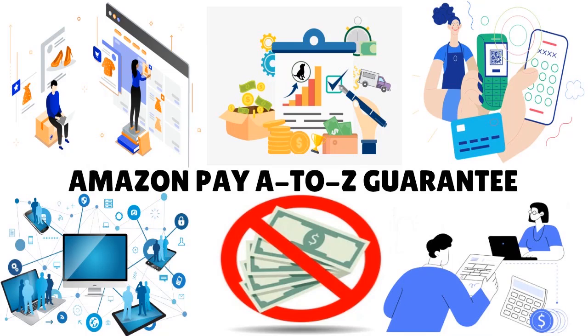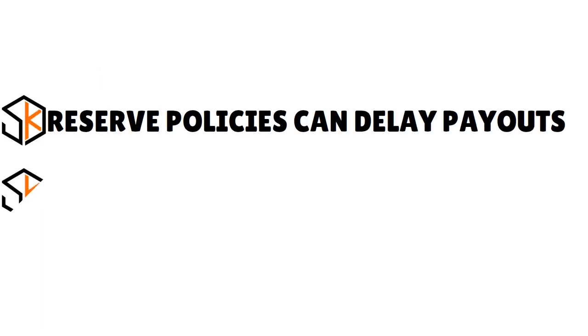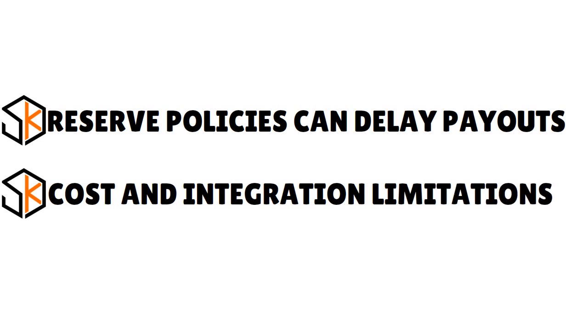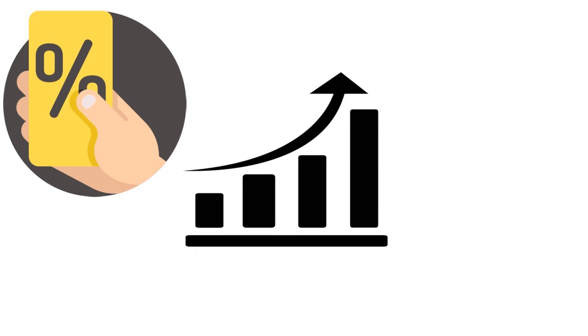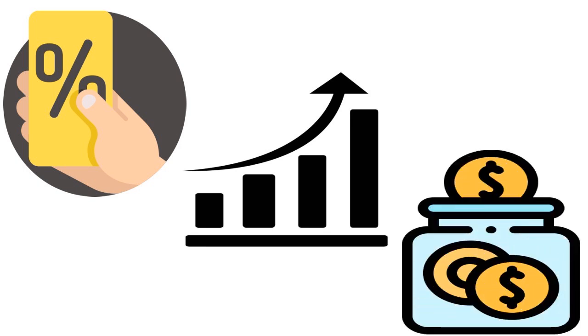So what about some of the drawbacks here? Well, I think I said this a little earlier, but reserve policies can delay payouts, and you also have cost and integration limitations. Amazon Pay doesn't offer volume discounts. So if you sell at high volumes with relatively low margins, you might be better off going with Stripe, because Stripe offers volume-based pricing. So this is something to really think about, especially in the long run. This will help you save some cash here.